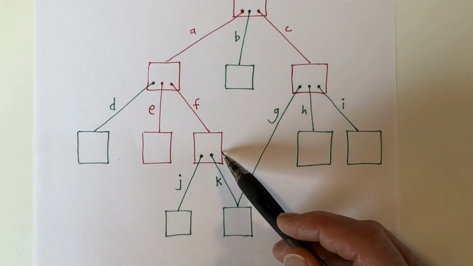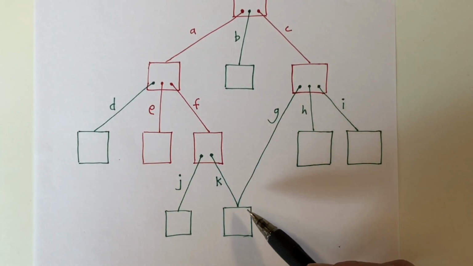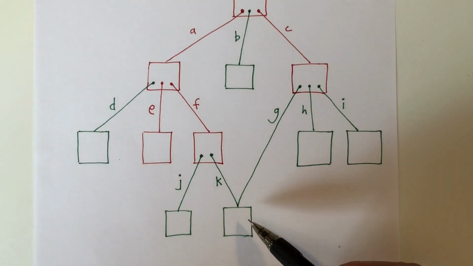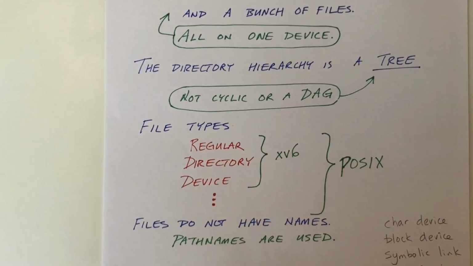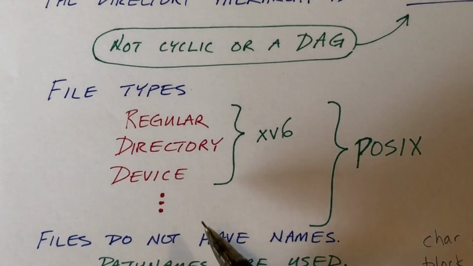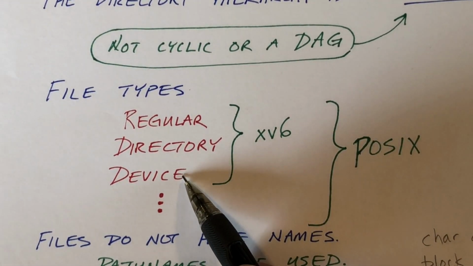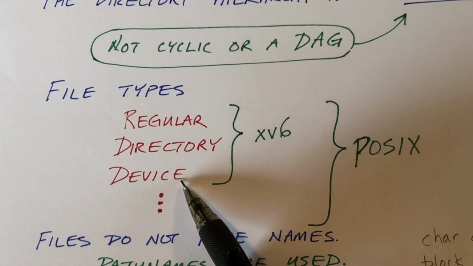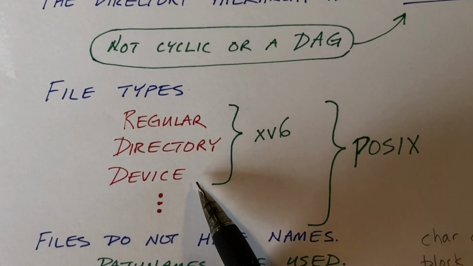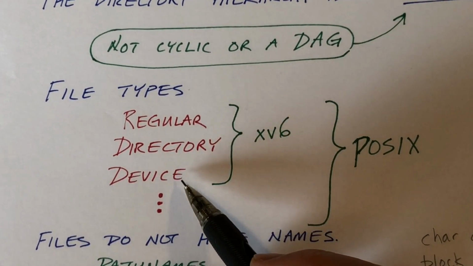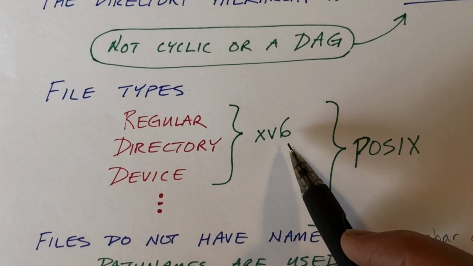Every directory is itself a file, and so we have several different types of files, both directories and regular files. In xv6, we also have a file type called device. In fact, there's only one device that is located in the directory tree, and that is the console. But in general, we could have other devices as well. Those are the only three types of files that xv6 implements.